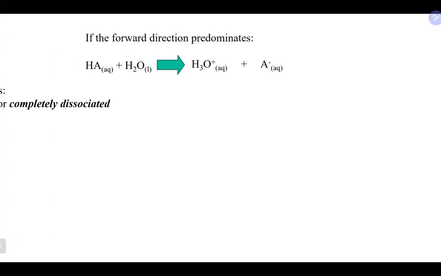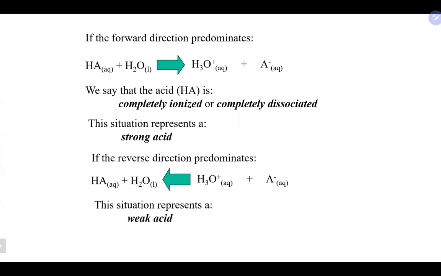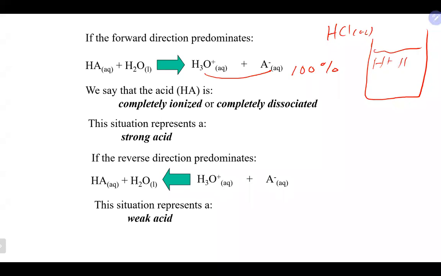If the forward direction predominates, what you end up with is a strong acid, which is 100% ionized or dissociated. Those are fancy ways of saying it. Basically, 100% breaks apart into ions. So if you had something like HCl, which is a strong acid, you would have no HCl units still together. It would be 100% H pluses floating around and Cl minuses floating around.